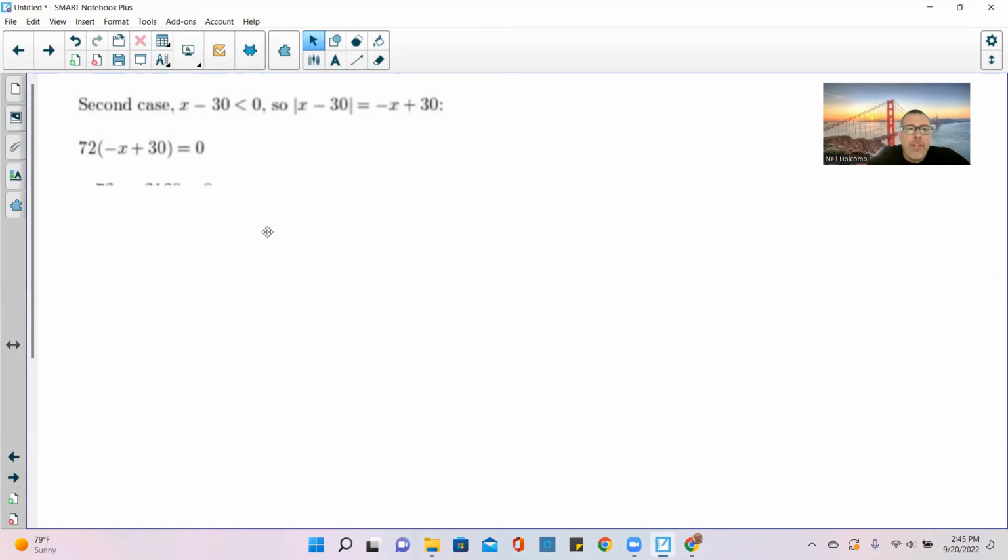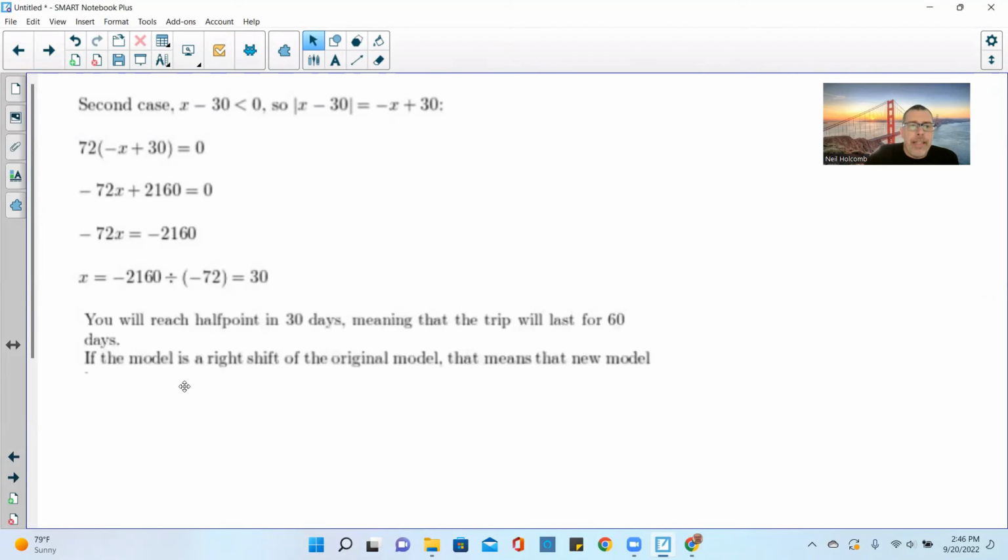So 72 times negative x plus 30 equals 0. Distribute, you get negative 72x plus 2,160. Subtract 2,160 over to the other side. Then we're going to divide both sides by negative 72, and that will give us 30 again. So there's the second case scenario.